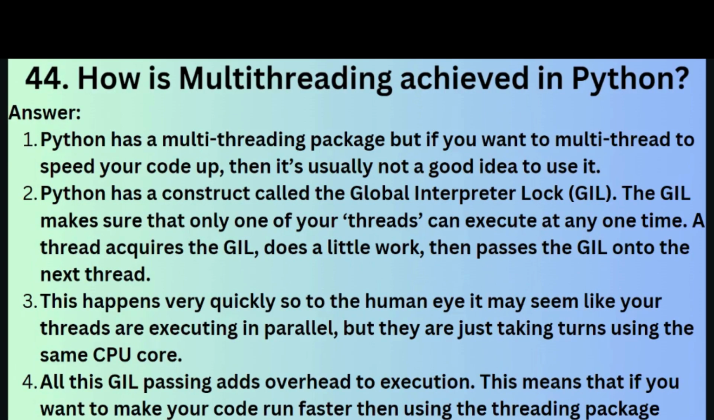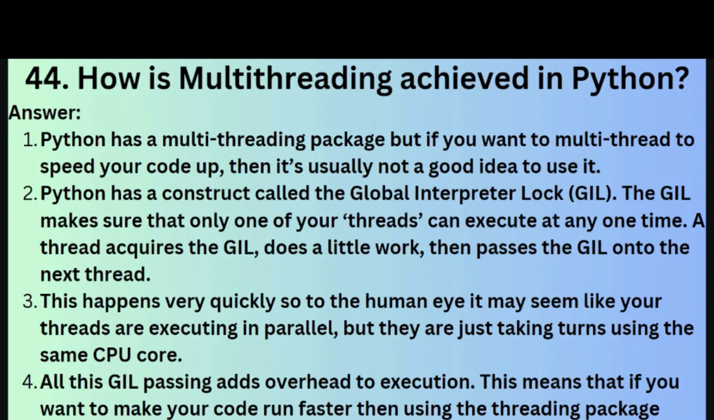How is multi-threading achieved in Python? Python has a multi-threading package, but if you want to multi-thread to speed your code up, then it is usually not a good idea to use it. Python has a construct called the global interpreter lock. The GIL makes sure that only one of your threads can execute at any one time.